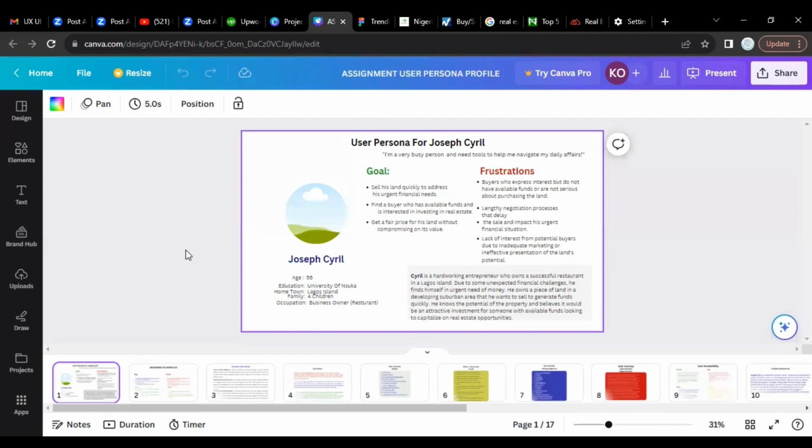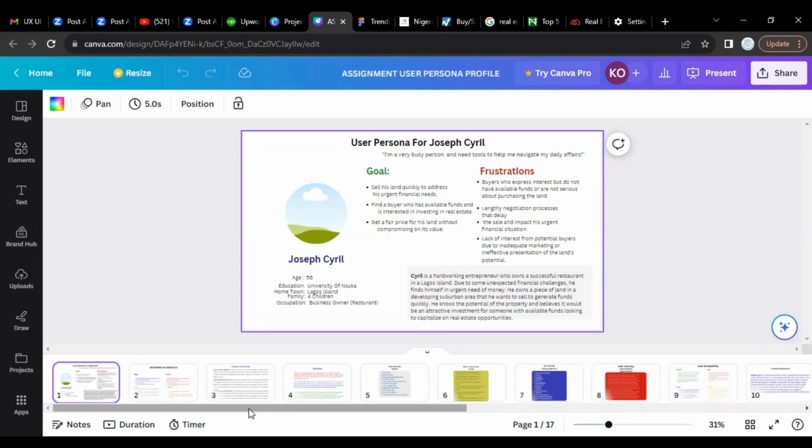His details are: age 56 years old, education at University of Nsukka. I used a university here in Nigeria. Hometown, Lagos Island, a place where land is actually very expensive. So the goal of the person is he wants to sell his land quickly to address his urgent financial need.